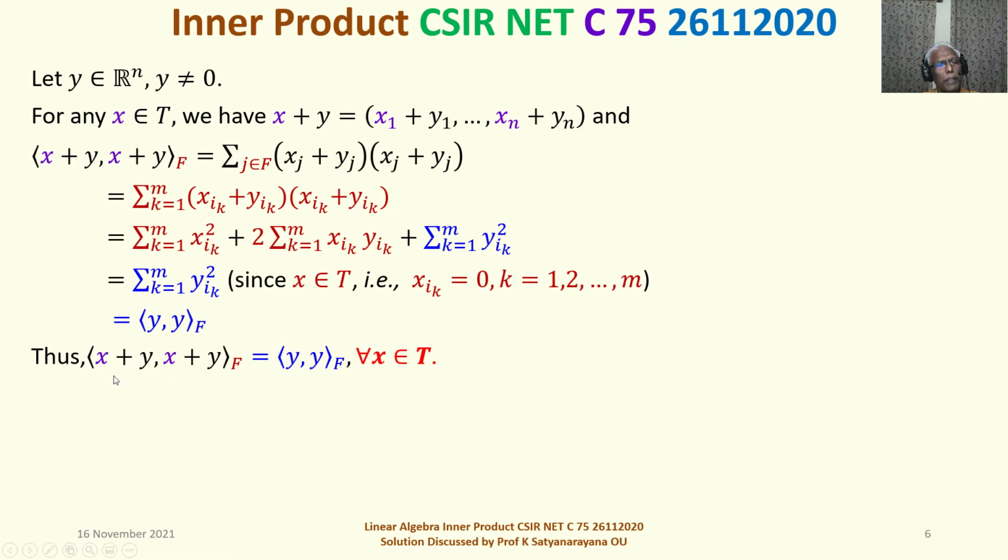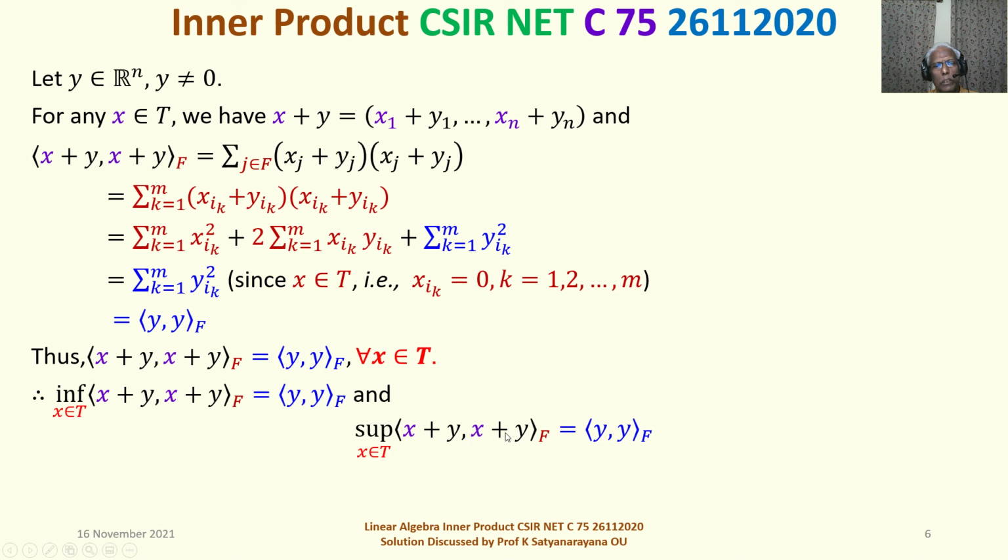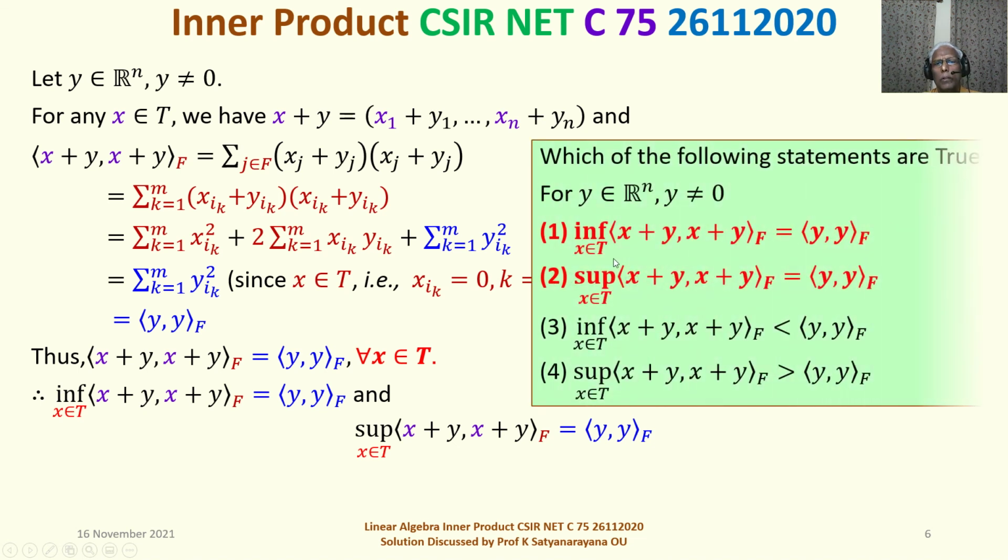Therefore, if you take the infimum of all such inner products of x plus y with itself over F, where x belongs to T, that is the inner product of y, y only, because it is not depending on x. So the infimum of the inner product of x plus y with itself over F, taken over all x belonging to T, is the inner product of y with y over F, and so also the supremum, because the outcome is not depending on x. So the supremum of the inner product of x plus y with itself over F, taken over all x belonging to T, is the inner product of y with y over the set F. So we have these options.